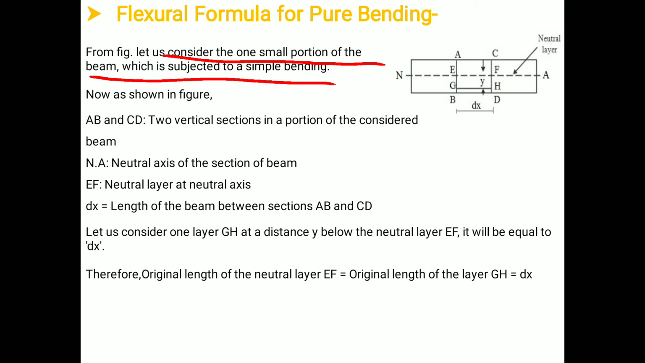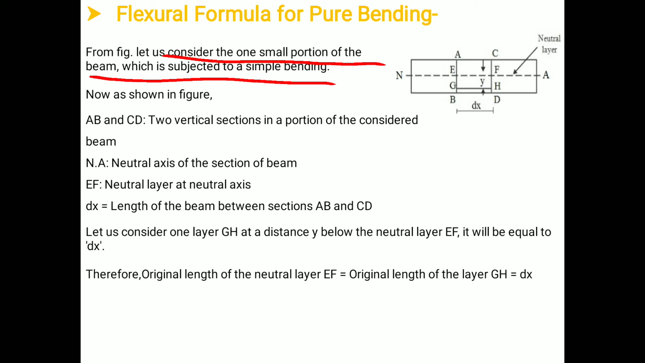Also, from the figure, NA is nothing but the neutral axis of the section of the beam. It is already shown in the figure. EF is the neutral layer at the neutral axis. Remember that EF is the neutral layer at the neutral axis. We have already discussed the concept of neutral axis. It is an axis which passes through the neutral layer and it is perpendicular to the cross section of the beam.